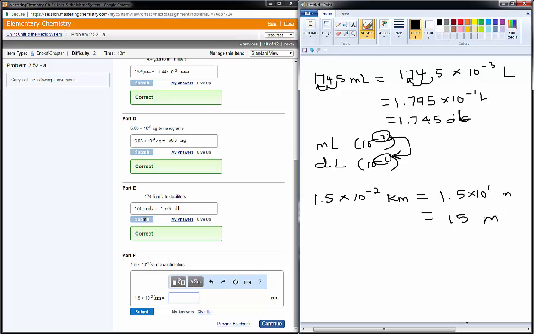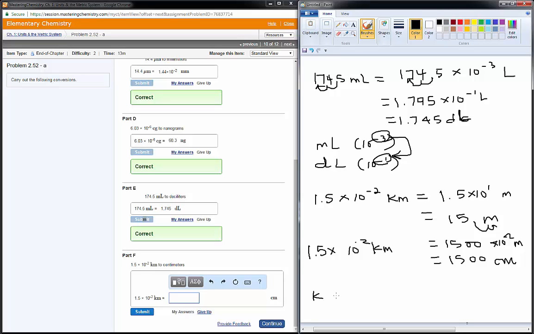And they want that in centimeters. We want that 10 to the negative 2. So 10 to the negative 2, I'm going to move it to the right by 2 positions. So that's 1,500 times 10 to the negative 2 meters, or 1,500 centimeters. Otherwise, you could say 1.5 times 10 to the negative 2 kilometers.